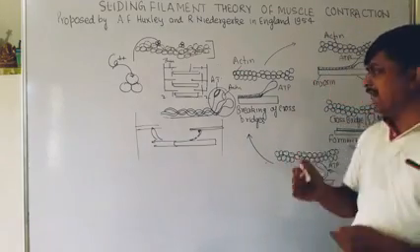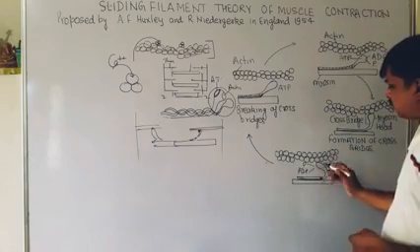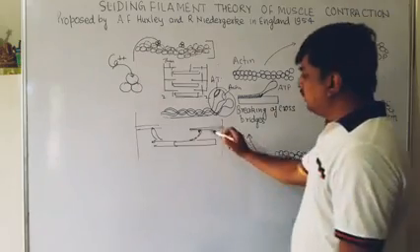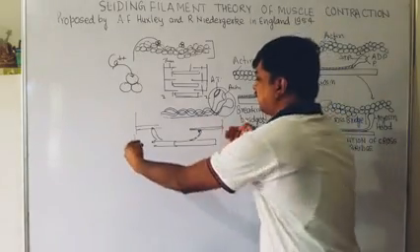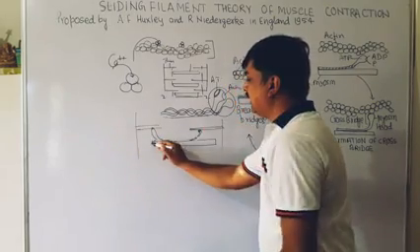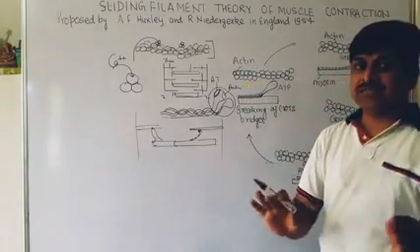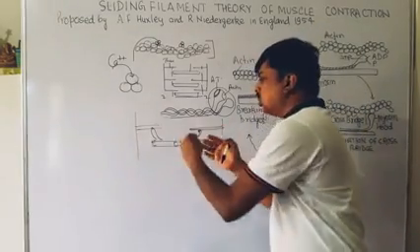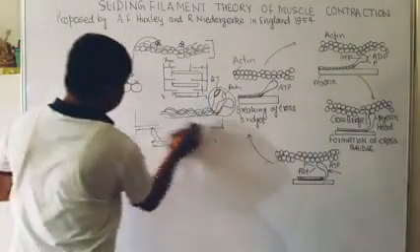Attachment, clear. Then power stroke, this is the power stroke. This diagram is showing the power stroke. Because of the power stroke, these two, the thin filament or the I band or actin, are pulled towards the center of the A band, clear. You can see the length of the A band remains unchanged. The myosin length remains like this, but these two become short and the Z line comes closer. Clear? Through this diagram I am showing you.